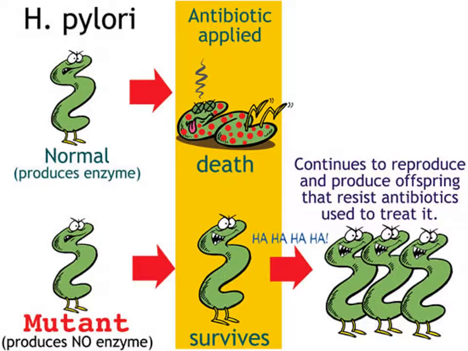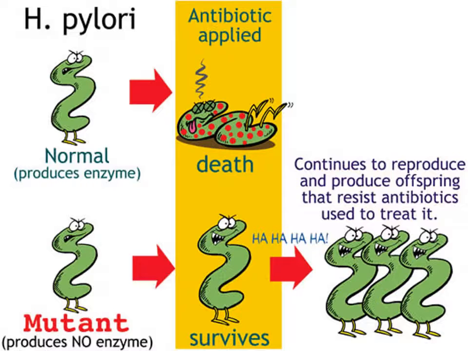You have a normal bacterium up on the top, and then you have a mutant on the bottom. The normal produces an enzyme, the mutant does not produce an enzyme. When you have the normal with the enzyme production, and the human takes an antibiotic, the antibiotic kills the enzyme. When you have the mutant, there is no enzyme produced. And so when the antibiotic is taken by the human, because the mutant bacteria does not produce the enzyme, there's nothing for the antibiotic to kill. So the mutant bacteria survives.